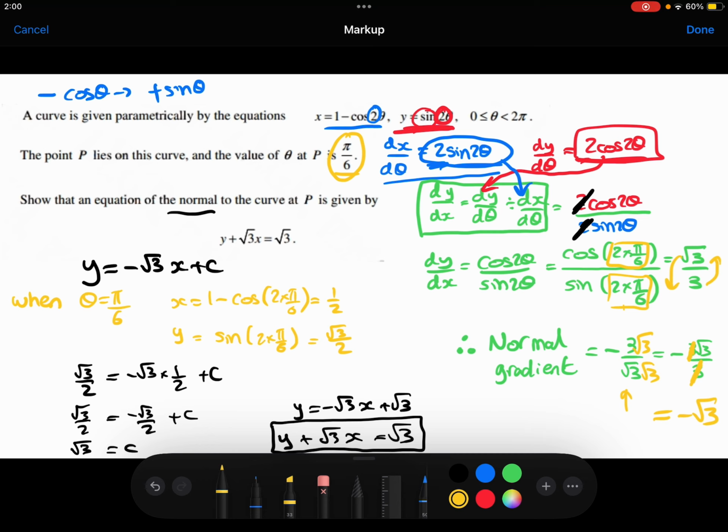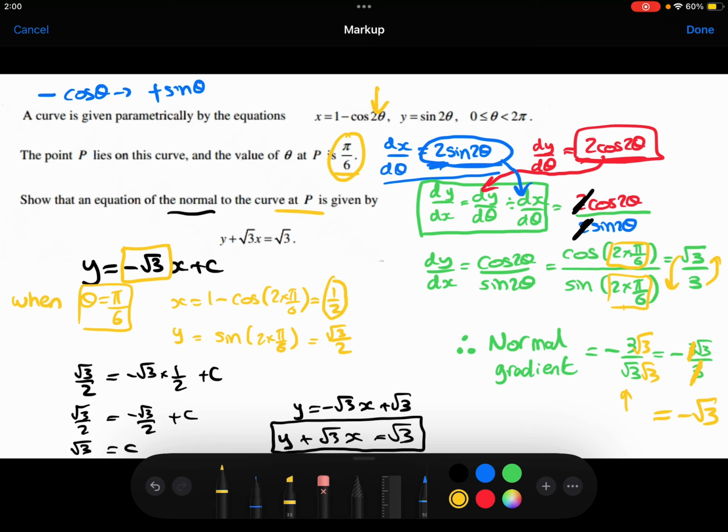I'm then going to do y equals mx plus c. And then we need to work out the coordinate of the point P, because that's where the normal goes through. I know at point P, theta is pi over 6, so I have plugged that in here to work out what the x coordinate is. So 1 minus cos 2 lots of the pi over 6 is a half. So the x coordinate is 1/2 when theta is pi over 6.